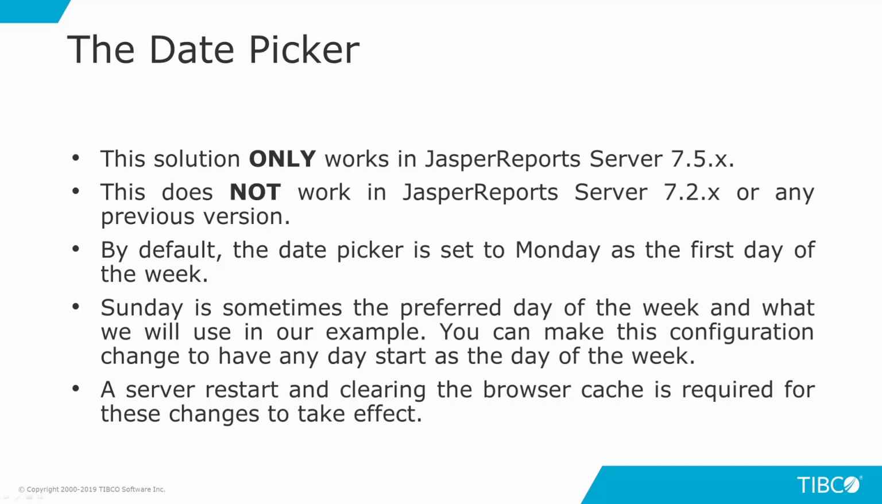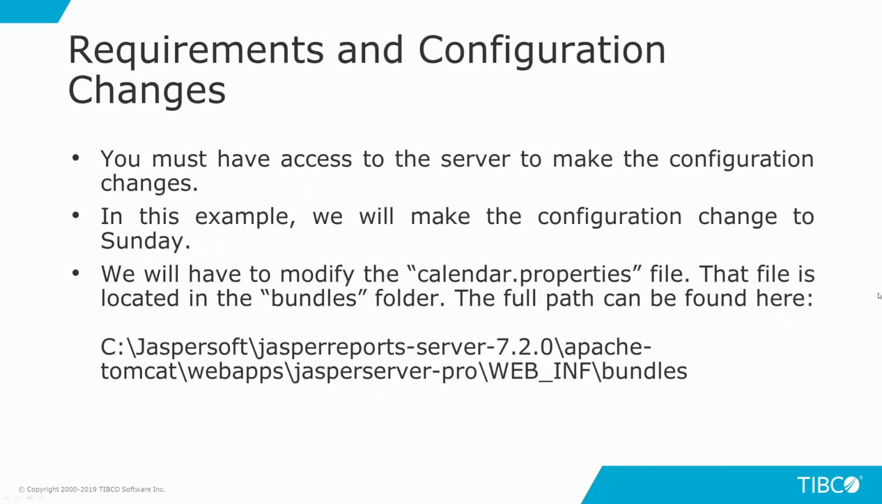For this configuration, you'll need access to certain files. You have to have access to the server itself and the configuration files. In this example, we'll have to modify the calendar.properties file. That file can be located in the bundles folder, and I'll leave the full path here, and I'll show you in the example in a second. So we're going to go ahead and get started.